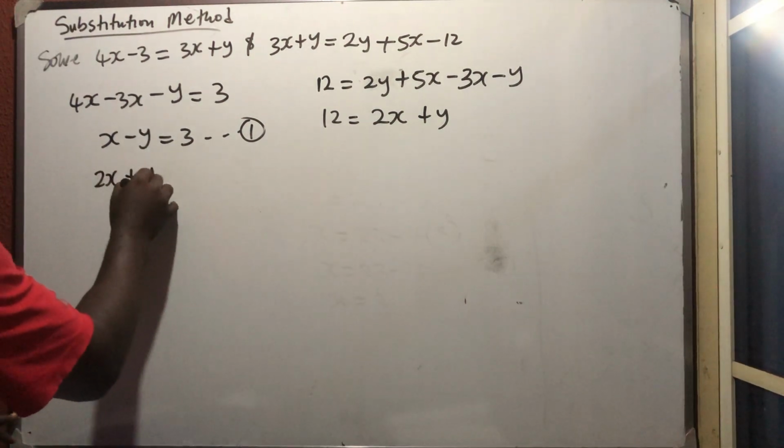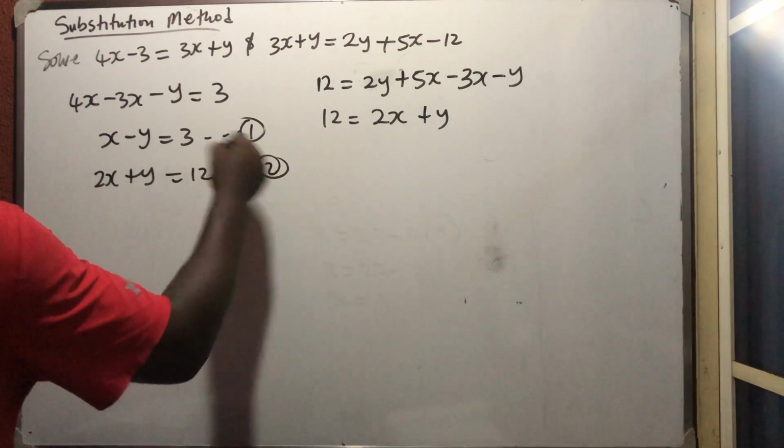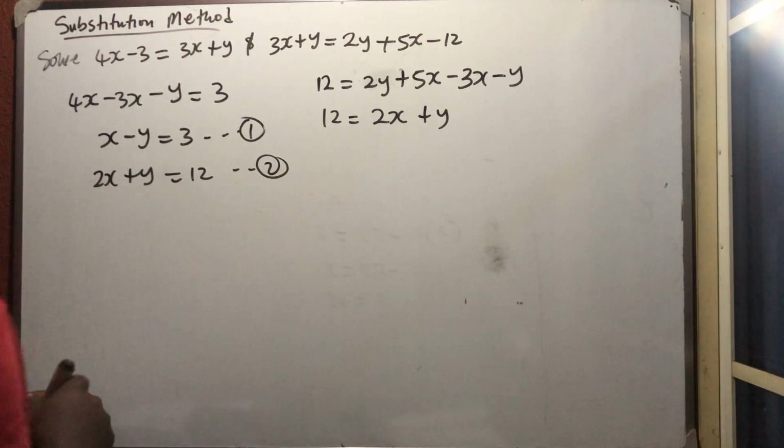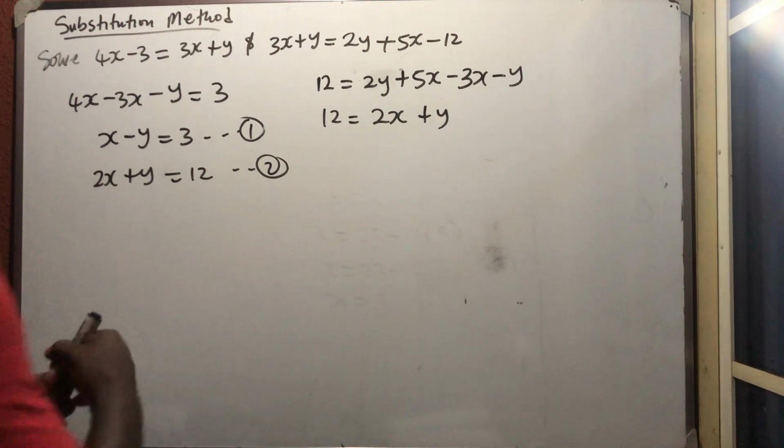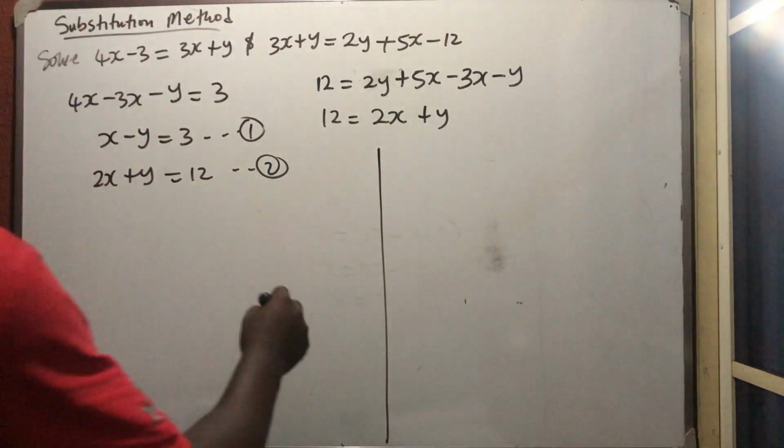2x plus y is equal to 12, equation 2. Okay, we are using the substitution method. Now let me decide to make x the subject of the formula from equation 2. I want it to look a little bit difficult in case you have something like that.